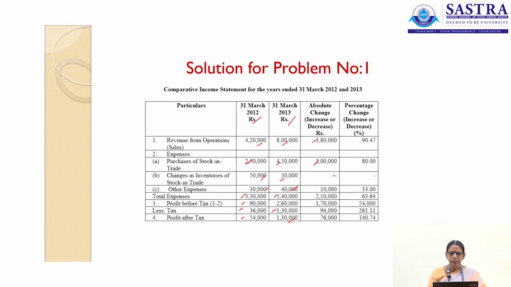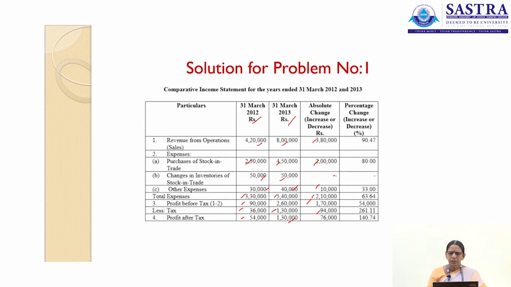Then profit before tax 90,000 and 2,60,000, we have 1,70,000 as net increase. Then taxation, we have paid 94,000 excess in 2013. The same way profit after tax will get 76,000 as an increase.